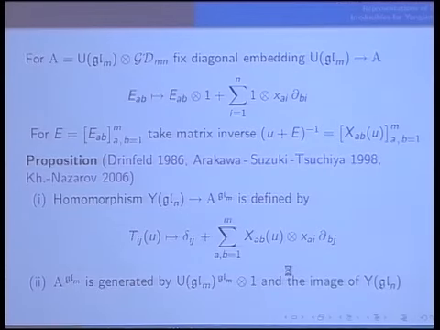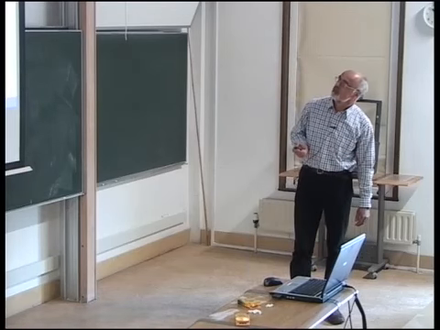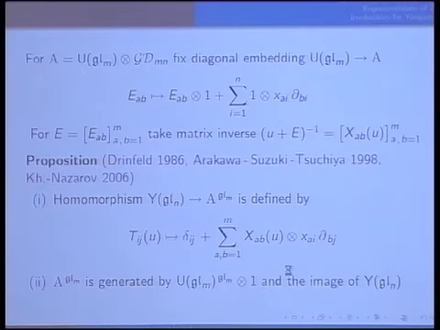Now I use this Howe duality to describe another generalization of the centralizer construction. Namely, let me consider the algebra A, which is a tensor product of the universal enveloping algebra of gl_M and this algebra of differential operators. So we have a diagonal embedding of gl_M into this algebra, which is written here.